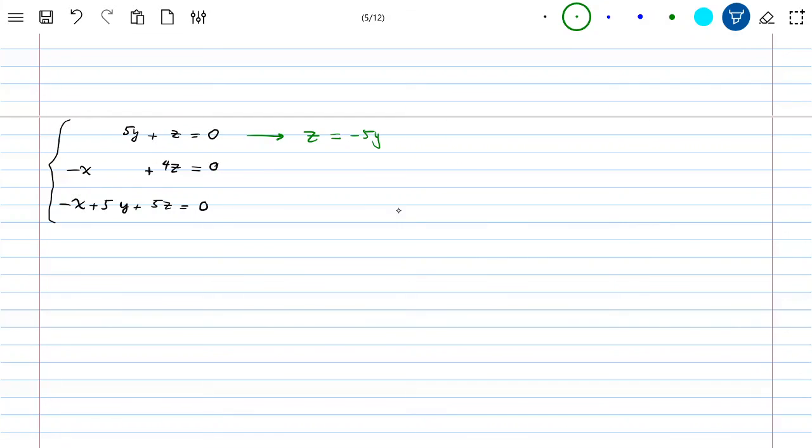In equation 1, x is eliminated. You can use equation 2 and 3 to eliminate the x as well. You can add or subtract the equation top from the bottom. But I want to show you different methods so you can use different methods. So here's substitution, for example. If you use substitution, what you get is z equals negative 5y.